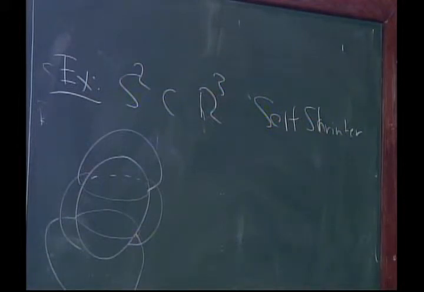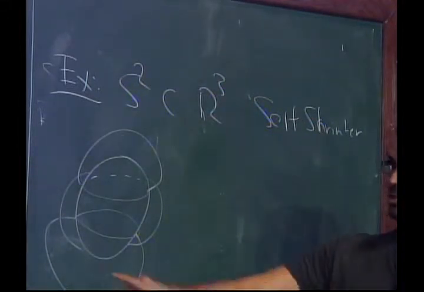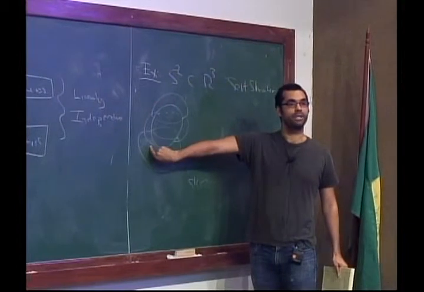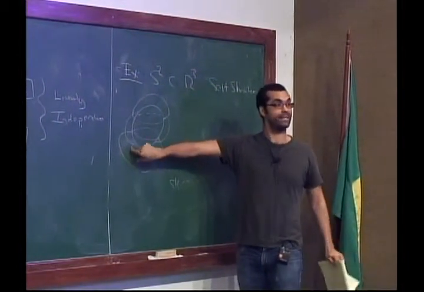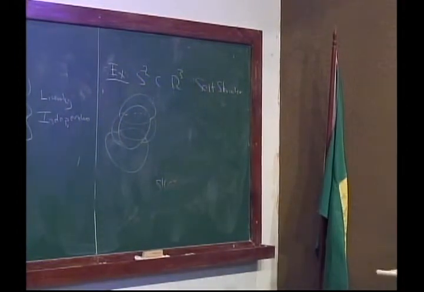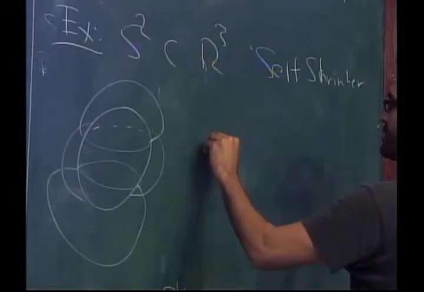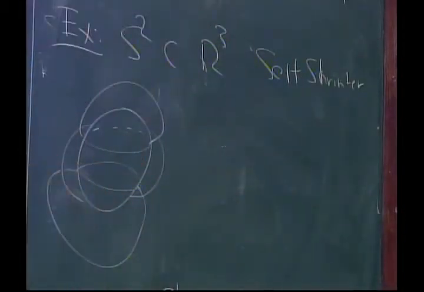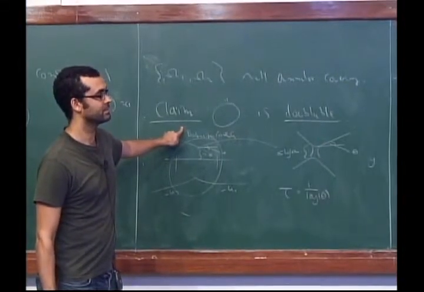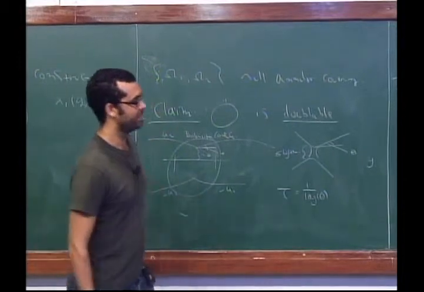The reason I'm calling this a null annular covering is because this works for, if you take a covering like this, a generic one will contain many more annuli than it does caps. All right. So the following thing also works. No matter how many pieces you have in your covering, then any such sphere is going to be doubleable in the sense that I just said. Okay.